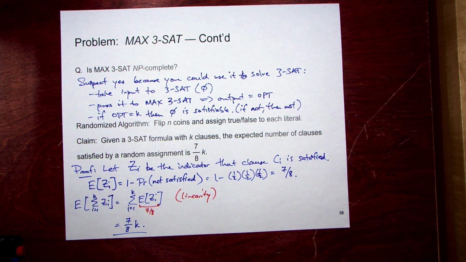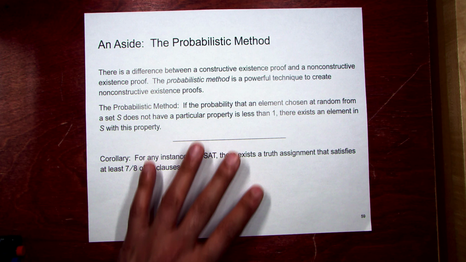Now, Johnson's algorithm is a lot like the other algorithms that we've seen, where we toss coins and hope for the best. It might not come up as 7/8. Johnson's algorithm makes a claim that if you try long enough, and you don't have to try very long, you will eventually get a truth assignment that's at least as good as 7/8 k. What sort of reasoning do they use?